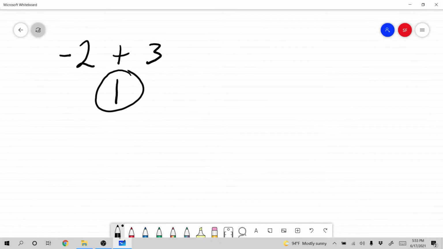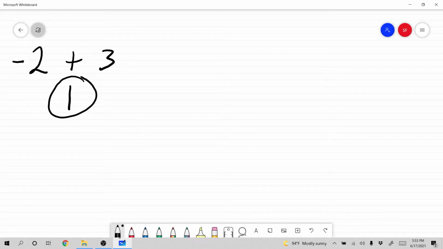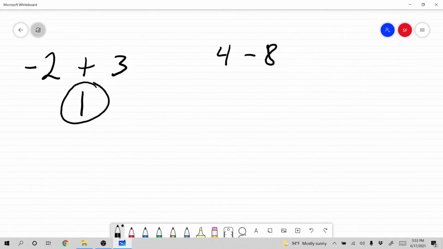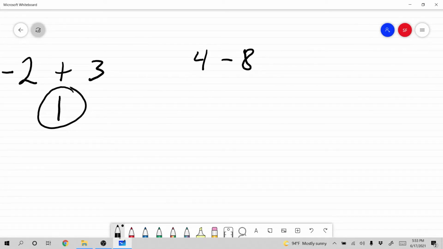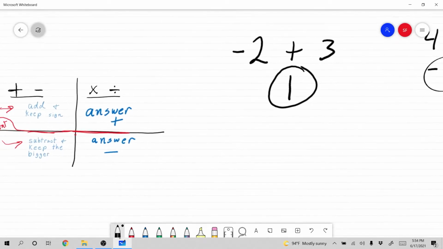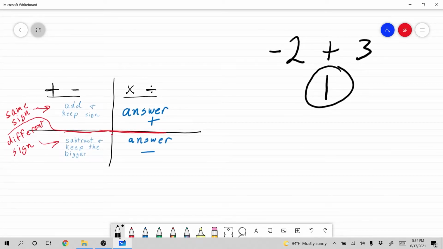Let's do another one. Here we go. 4 minus 8. All right, so we got addition, subtraction. The signs are different, right? So we're going to subtract. What's 8 minus 4? Well, it's 4. Now then we got to go back up and look. So which one's bigger, 4 or 8? 8 is. So our answer is negative because that 8 is negative. See what I'm saying there? Easy peasy. All right? If we have different signs, we subtract and keep the bigger sign.